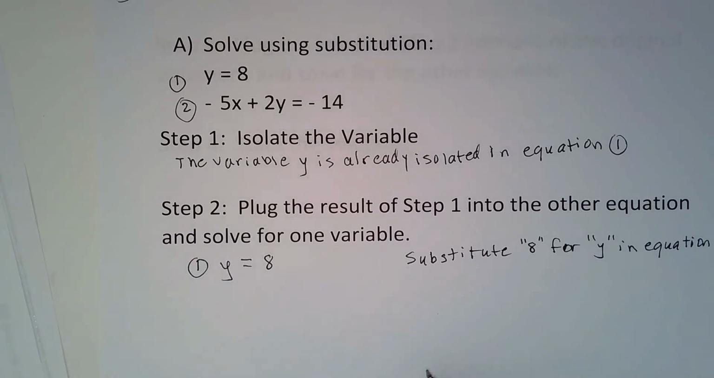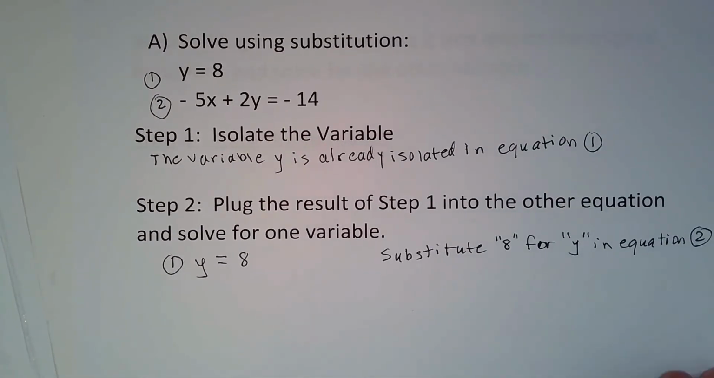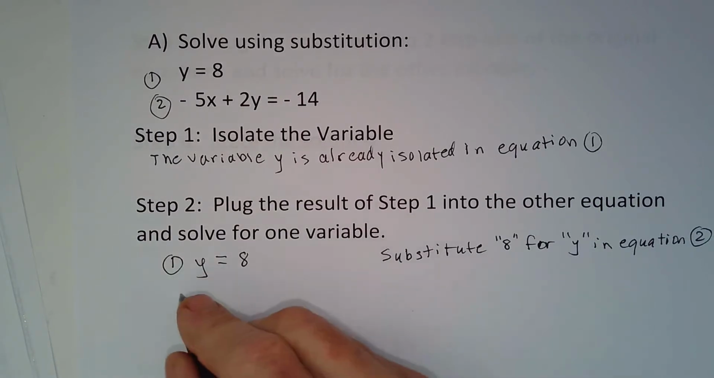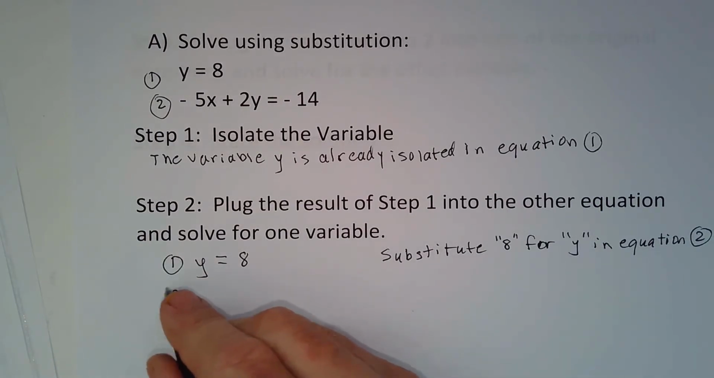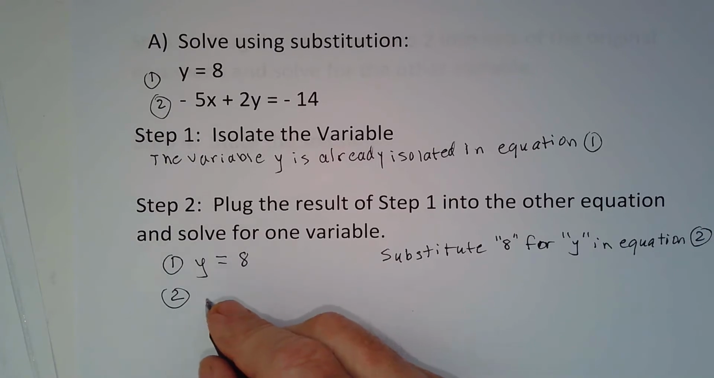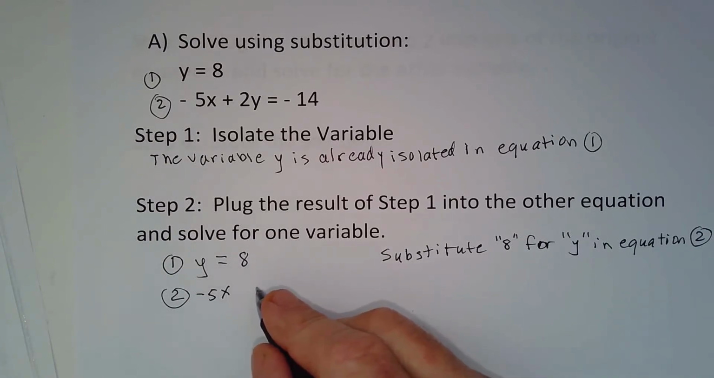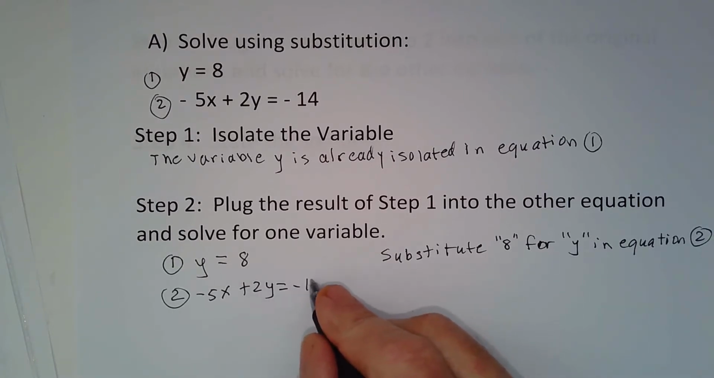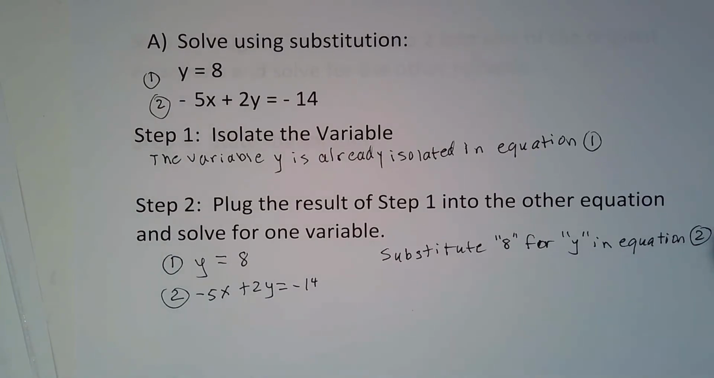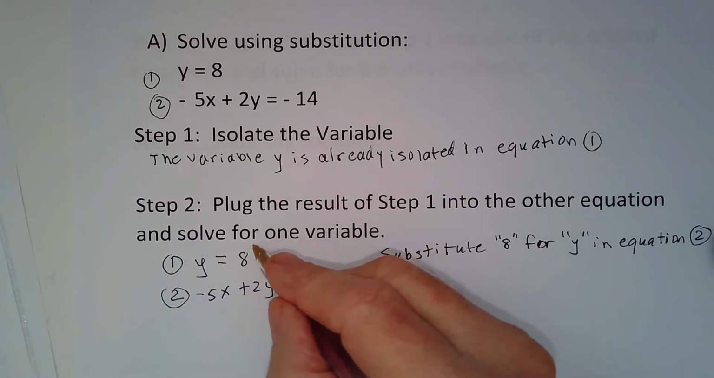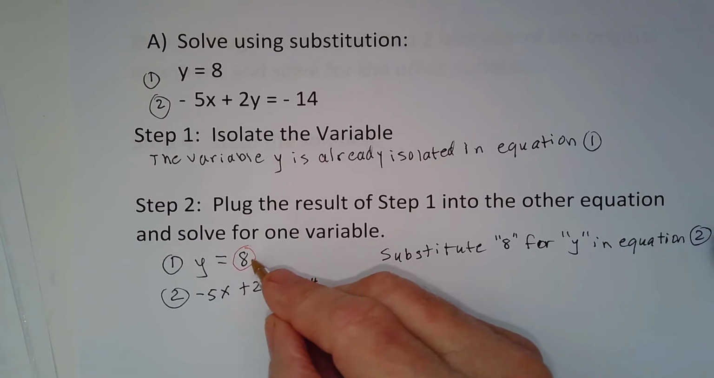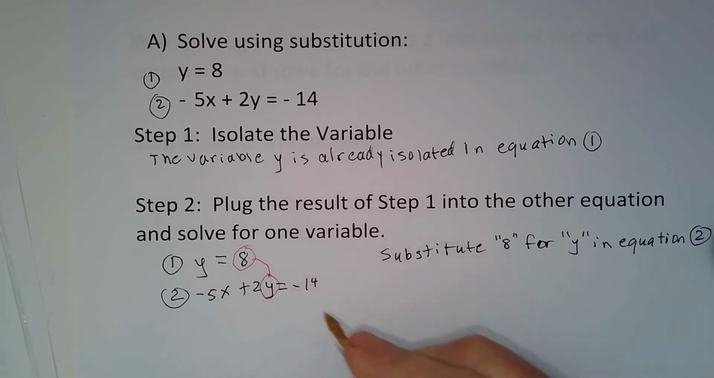All right, so now that we've got that written out, now we're going to go ahead and substitute 8 for y in equation 2. So here's equation 2. It's negative 5x plus 2y equals negative 14. And when I say that we're going to substitute 8, that means quite literally this 8 is going to replace this y in the second equation.